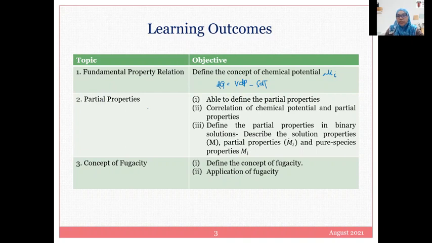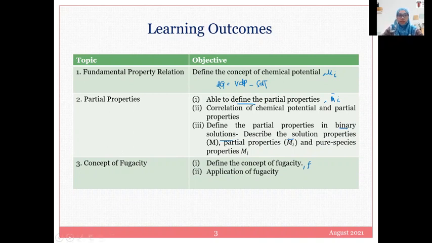And then the second topic is partial properties. First, define what the partial properties are, then how to correlate the partial properties and chemical potential, and lastly to define the partial properties in a binary solution, since we focus on the binary solution. To describe the solution properties, partial properties, and pure properties, usually we will compare or describe the properties using a graph. Later we will further discuss this. And then the last is the concept of fugacity. We will touch a bit on the introduction of the fugacity and why the fugacity is introduced in this topic.